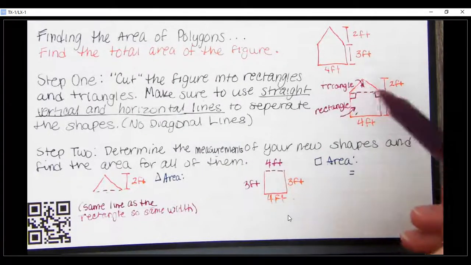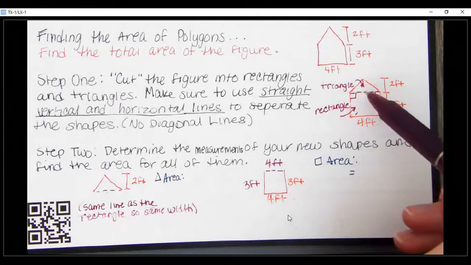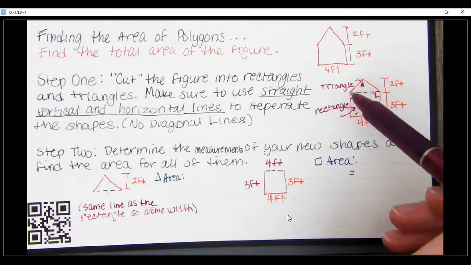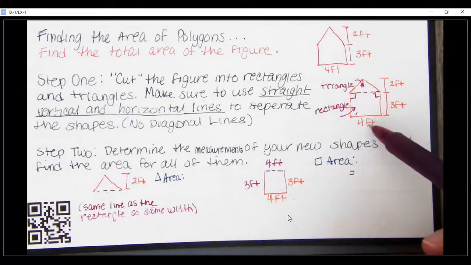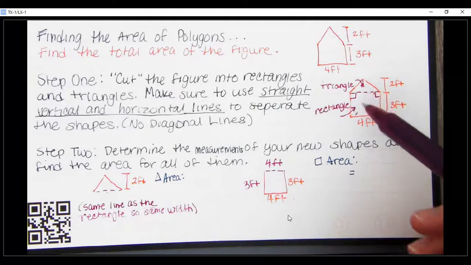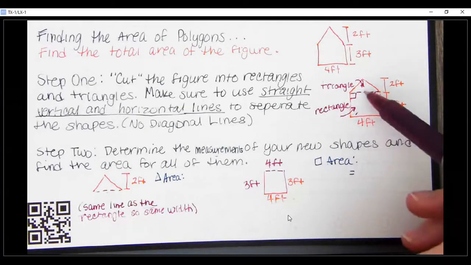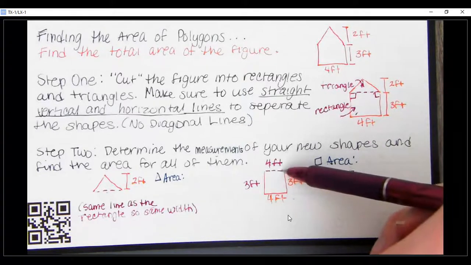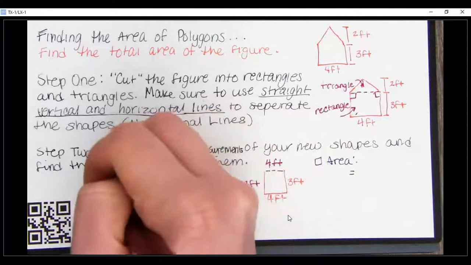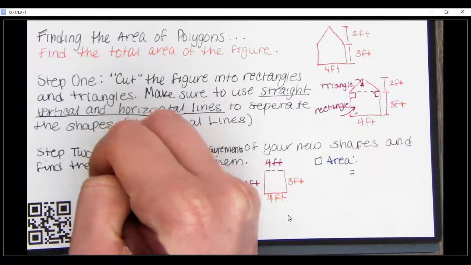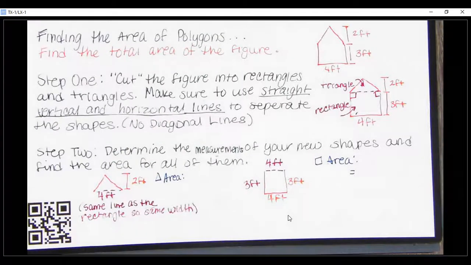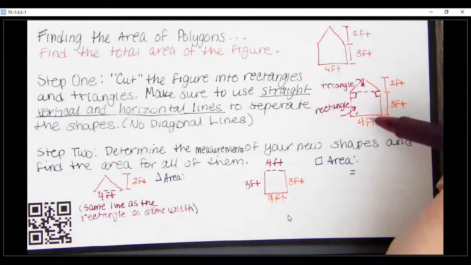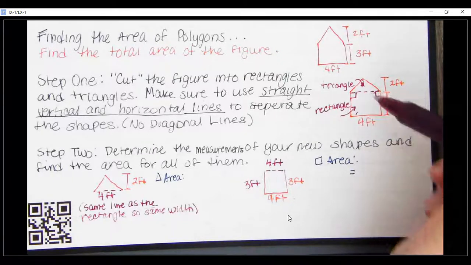Now we have the triangle. So the triangle actually shares a side with the rectangle. And since we determined that this side of the rectangle is the same as the other side, that must mean that the bottom of my triangle is the same as what I have right here, which is 4 feet. So when you're cutting up your shapes, a lot of your sides are going to share amounts. So you've got to really see where these numbers are coming from by looking at how the shapes are divided.